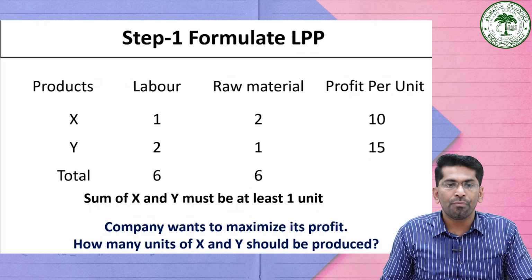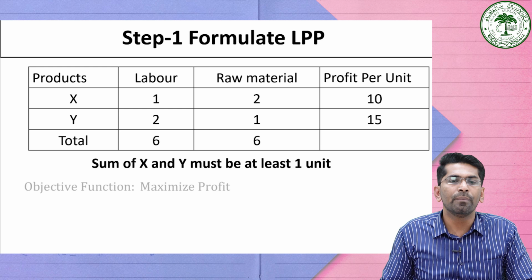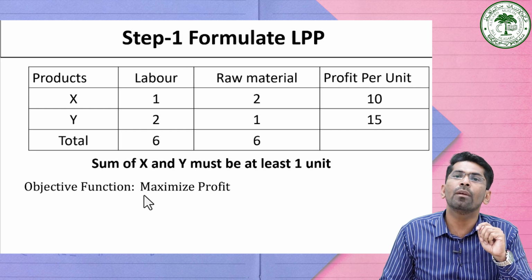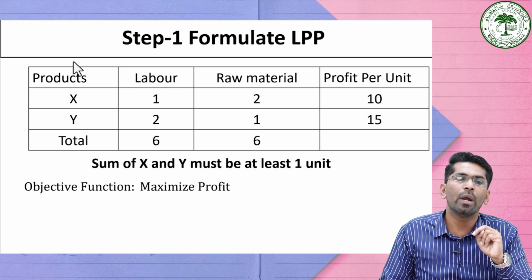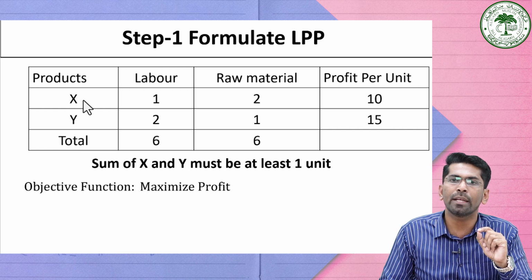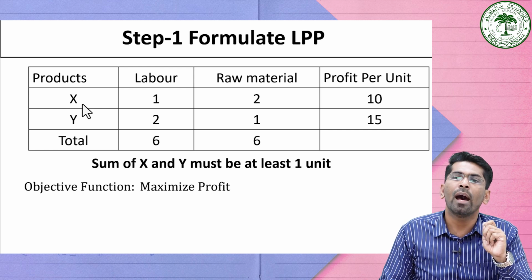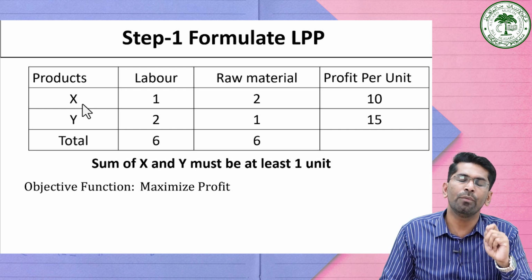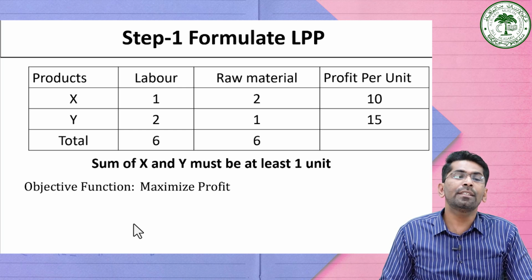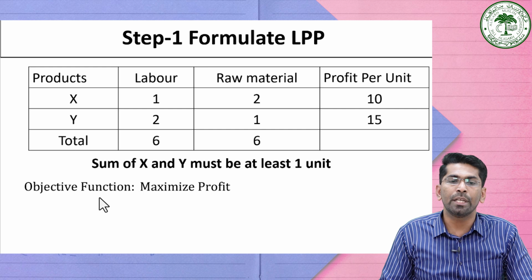So here, first we are going to specify our objective function. Before the objective function, one more thing we should keep in mind. We have two decision variables here: product X and product Y. We have already specified that product X and Y are the resources. That means we have decision variables. Now, after identifying the decision variables, the next step is to identify the objective function.